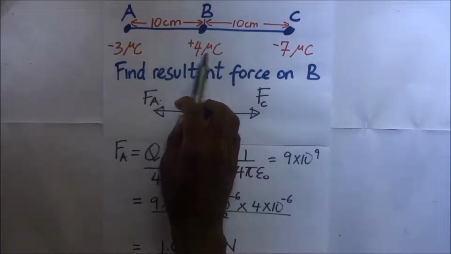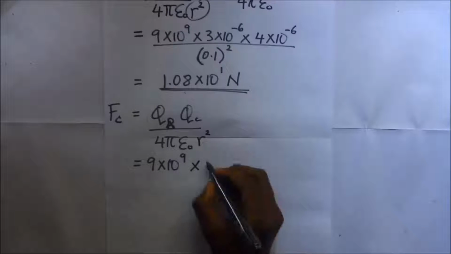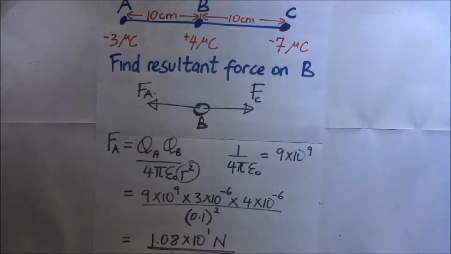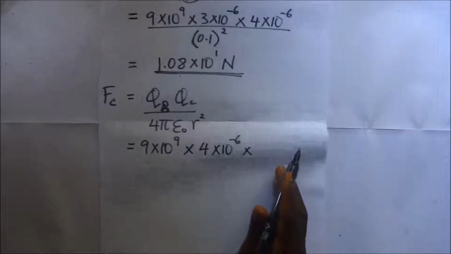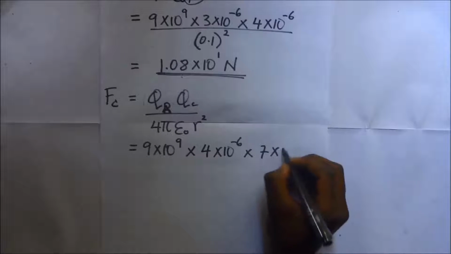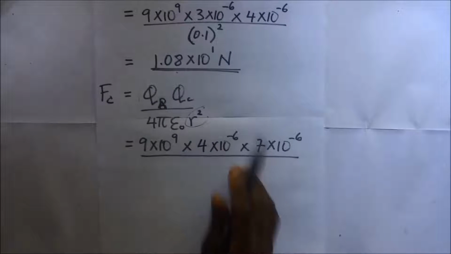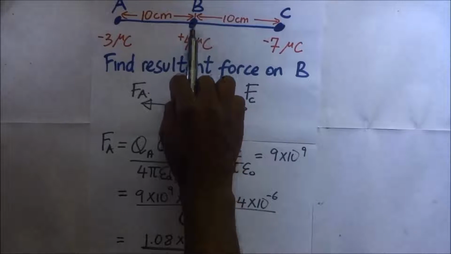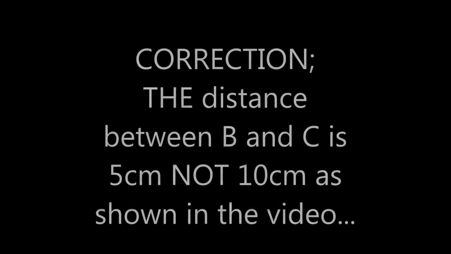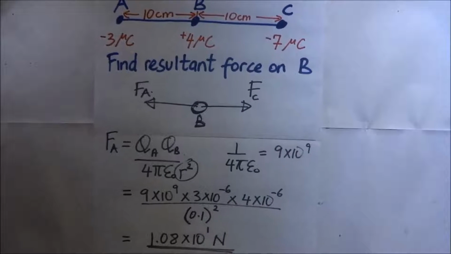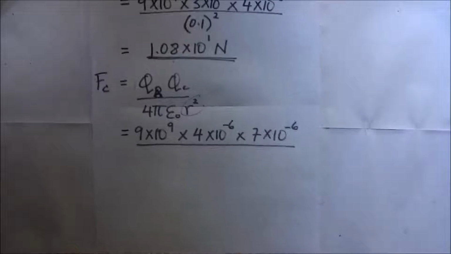QB is 4 microcoulombs, so it is 4 times 10 to the power negative 6. Multiply that by QC. QC is 7 microcoulombs, so multiply that by 7 times 10 to the power negative 6. All that is divided by r squared. The distance between B and C is 10 centimeters. Converting this to meters is 0.1 meters, so it will become 0.1 squared.